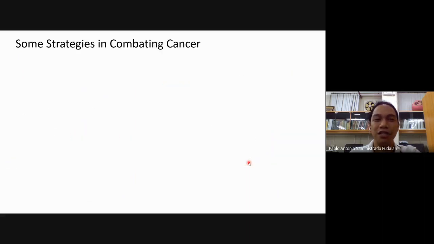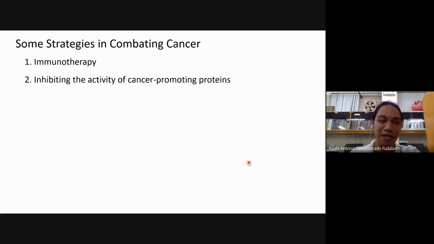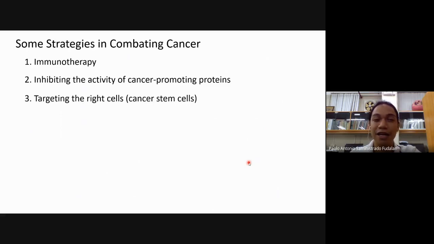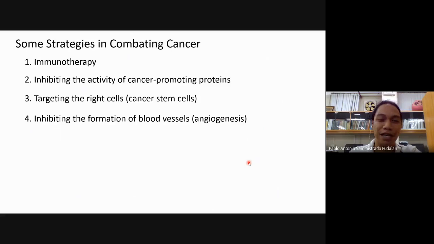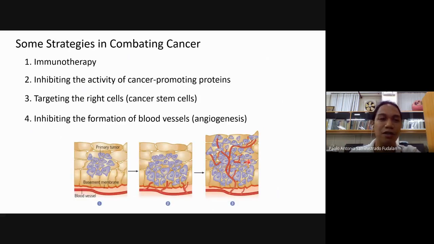Okay. Some strategies in combating cancer: immunotherapy, you can research about this or read about it. Inhibiting the activity of cancer-promoting proteins, targeting the right cells. So, with chemotherapy, are you really targeting the right cells? Or are you just targeting the hair follicle cells so the hair falls out, but the cancer cells are still alive? Inhibiting the formation of blood vessels, no? Because cancer cells depend on blood. So you might want to stop their blood supply. Okay, so these are some strategies in combating cancer cells.